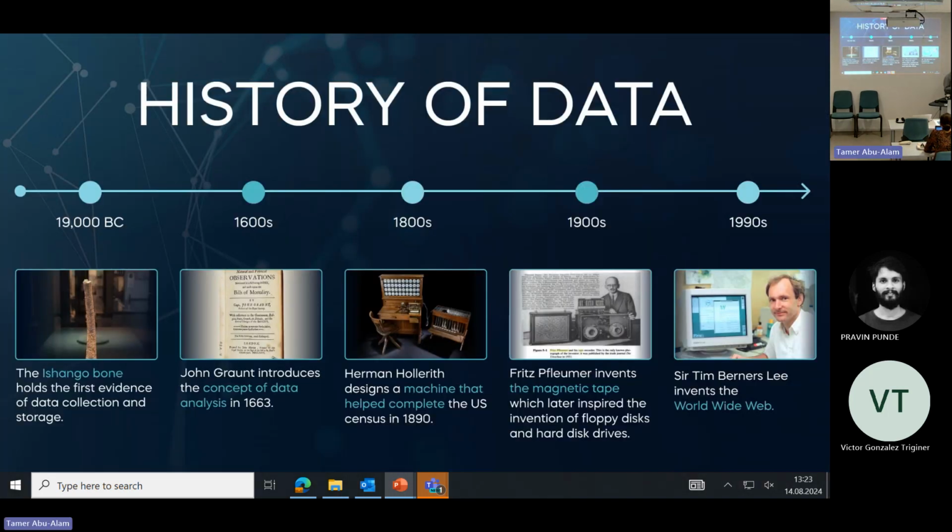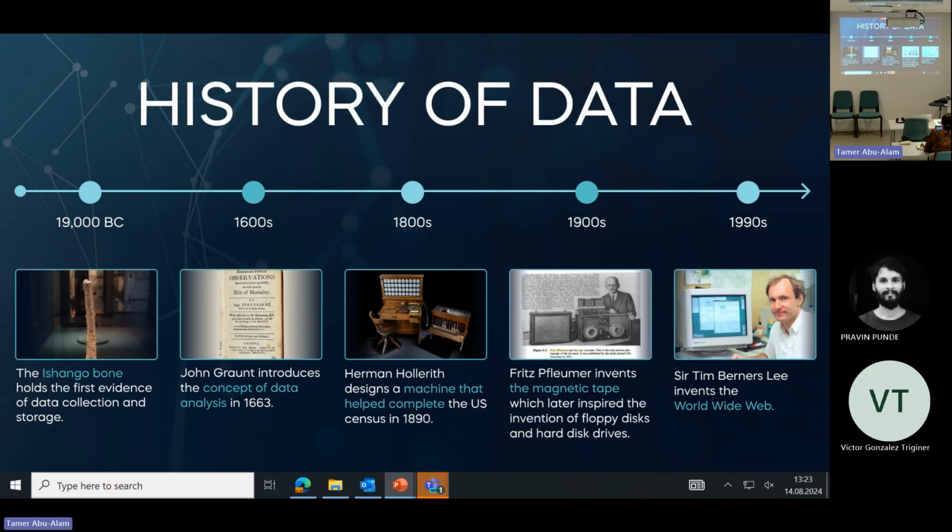If we go a bit to the history of the data, actually the recorded history goes back to 19,000 BC. And this is an example of the Ishango bone. On this bone that they discovered somewhere, they found evidence of someone who lived 19,000 years before the BC, who tried to collect some data.